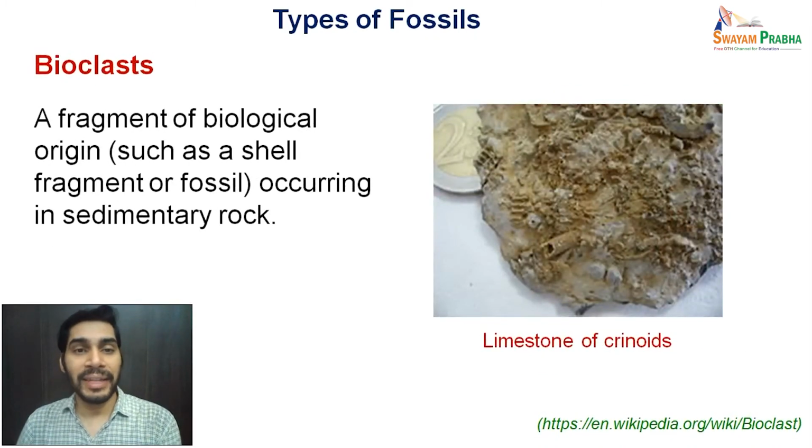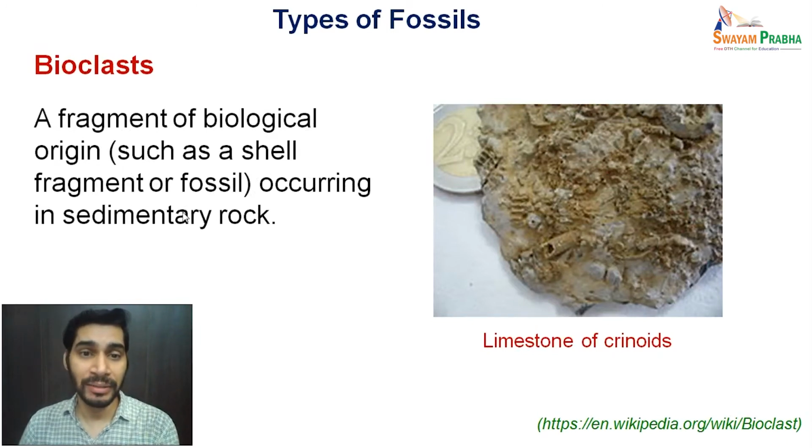Moving ahead, there is a category which we call bioclasts. Now, bioclasts are nothing but the fragments of biological origin, which can be a shell fragment or fossil. They are occurring in a sedimentary rock, so they are called bioclasts. Here is an example of limestone of crinoids.